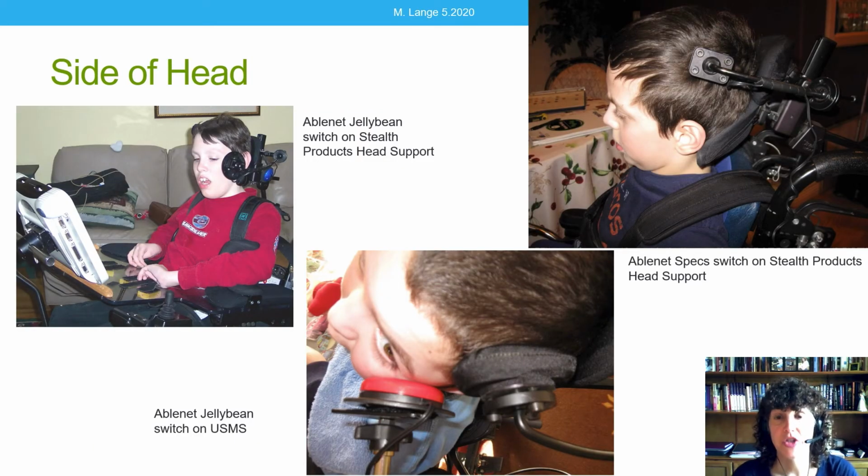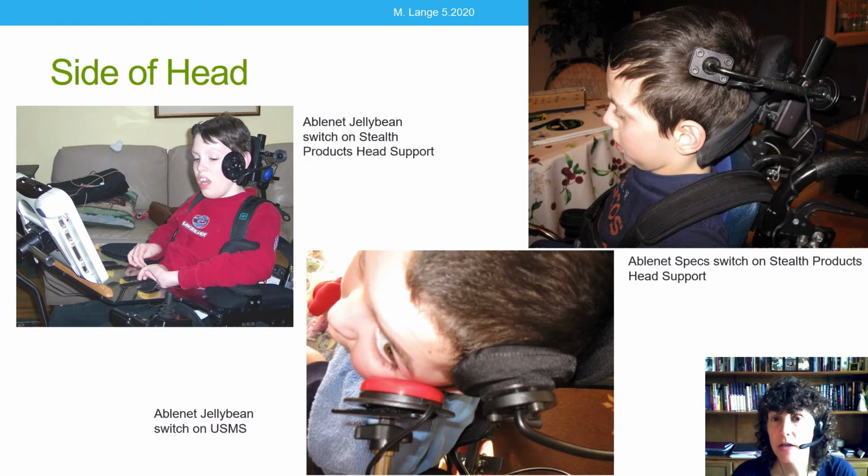Other placements by the side of the head. Here's some other examples. On the left we have Mark, and he has a jelly bean switch also mounted to a Stealth Products head support on this swing away assembly. Now, the jelly bean is kind of big for this placement, but that was Mark's preference at the time. He really wanted to see and feel this switch. It's mounted just in front of his cheekbone.